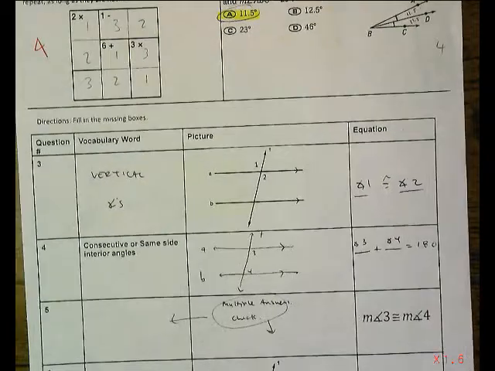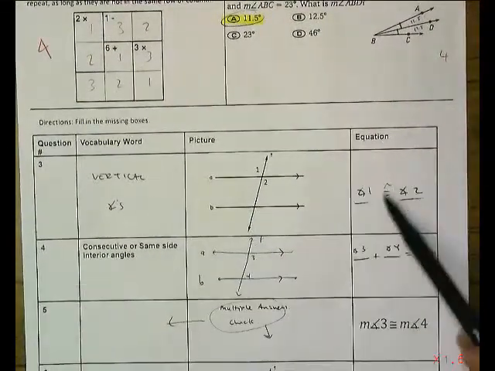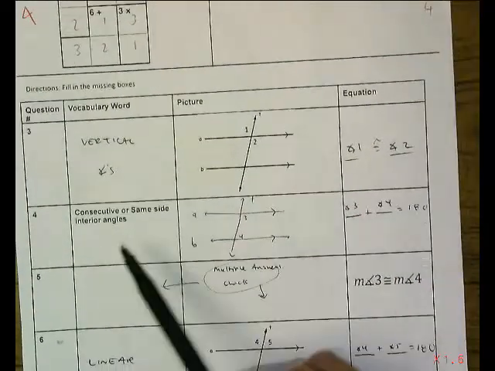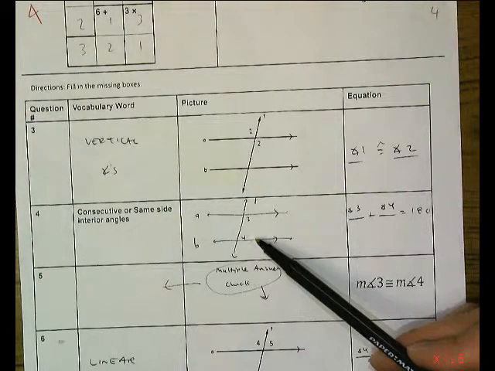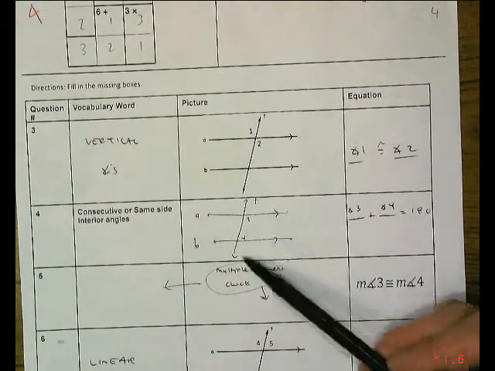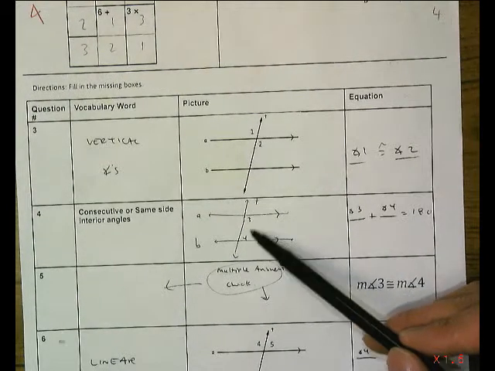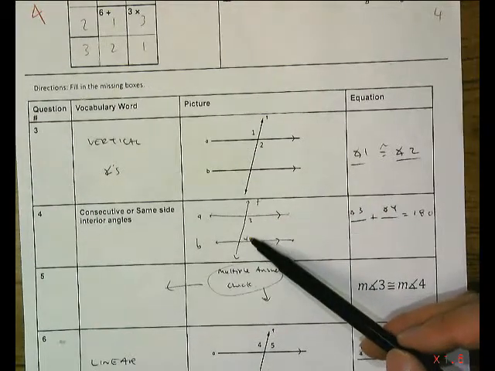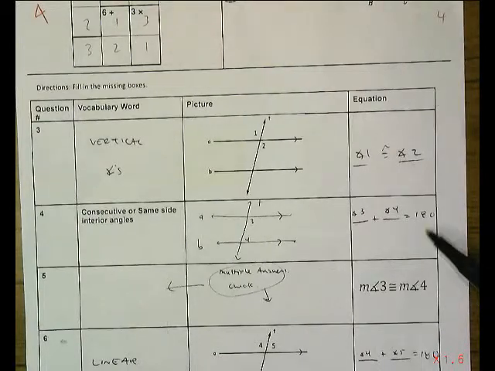Question number 3, just fill in the missing boxes here. This is an example of vertical angles, and the equation is blank equals blank. Question number 4 says consecutive or same side interior angles, and I have here my parallel lines cut by the transversal, and my angles 3 and 4 here are on the inside. That's why it's called interior, and they're consecutive because they're on one side of the transversal. My equation is angle 3 plus angle 4 equals 180.